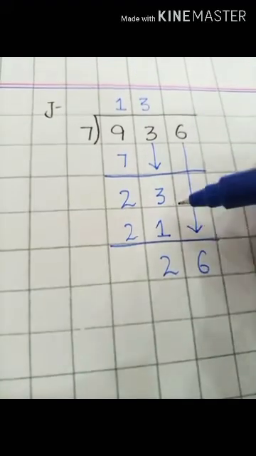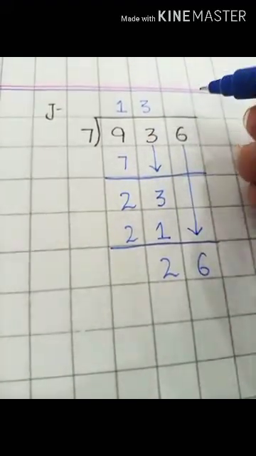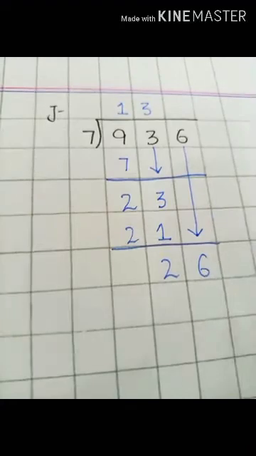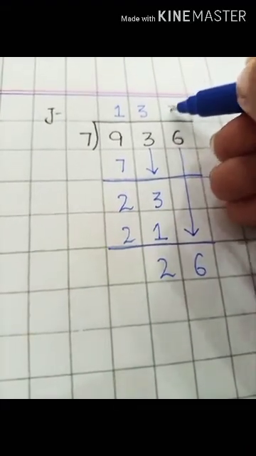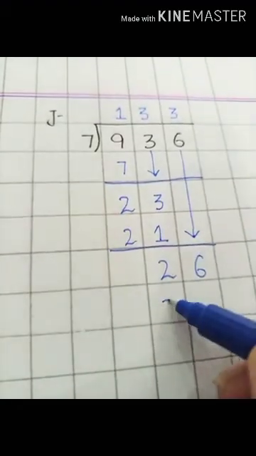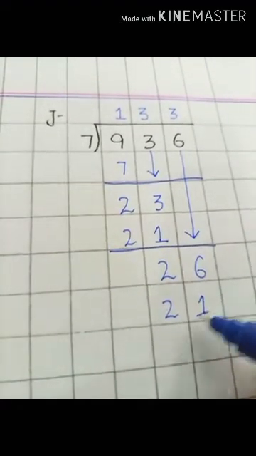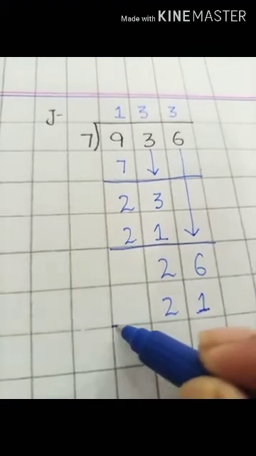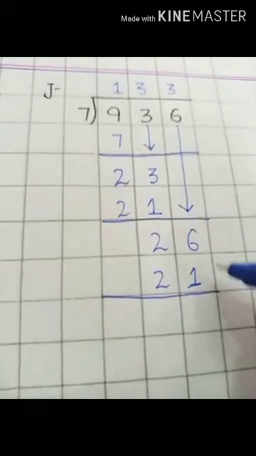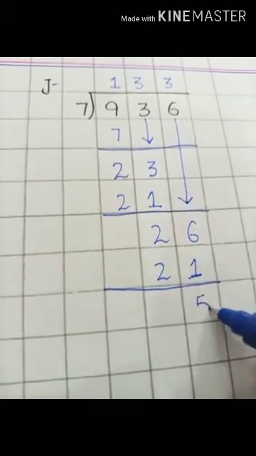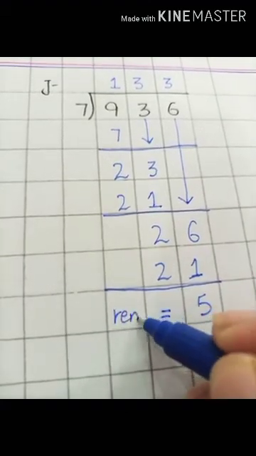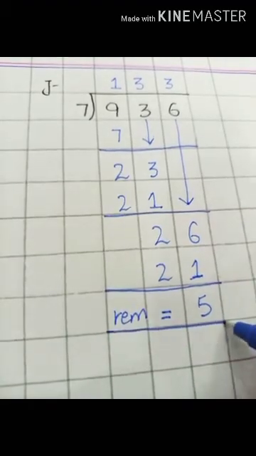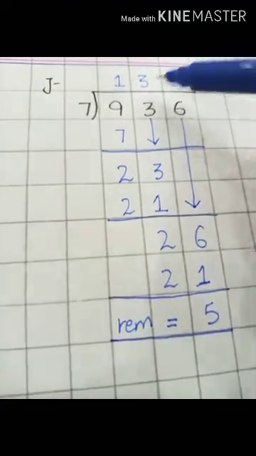7 3s are 21 and 7 4s are 28. Can't write the 28 beneath the 26, so I will have to write again 7 3s are 21. Now students, next step is subtraction. As we know that subtraction starts from the 1's column. 6 minus 1 is 5, and this 5 is smaller than my divisor, that is 7. So this will become my remainder, and my quotient is 133. Next is part K.